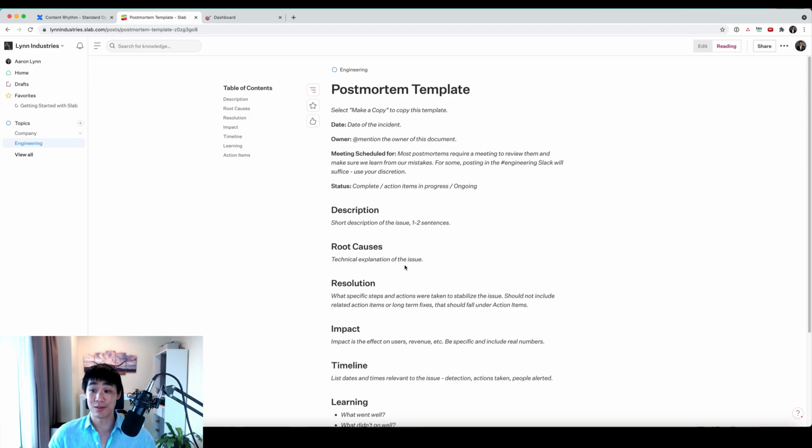So Slab is actually my current default recommendation for most small businesses, simply because the interface is a bit more modern than Confluence. And sometimes people don't really want to use Confluence because it feels a bit, quote unquote, old fashioned compared to something like Slab.